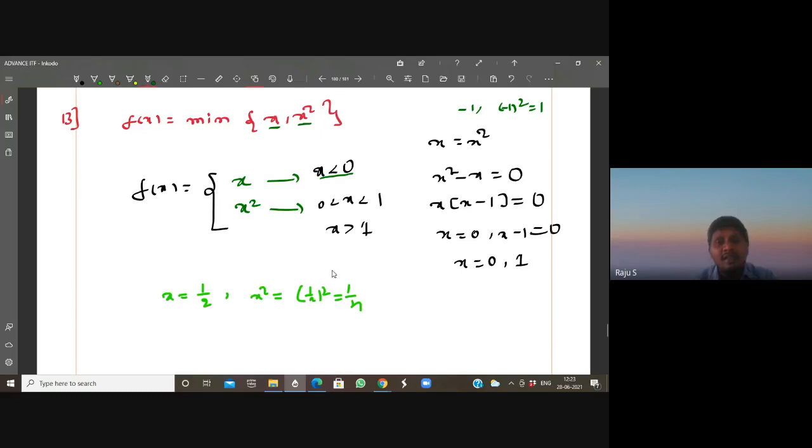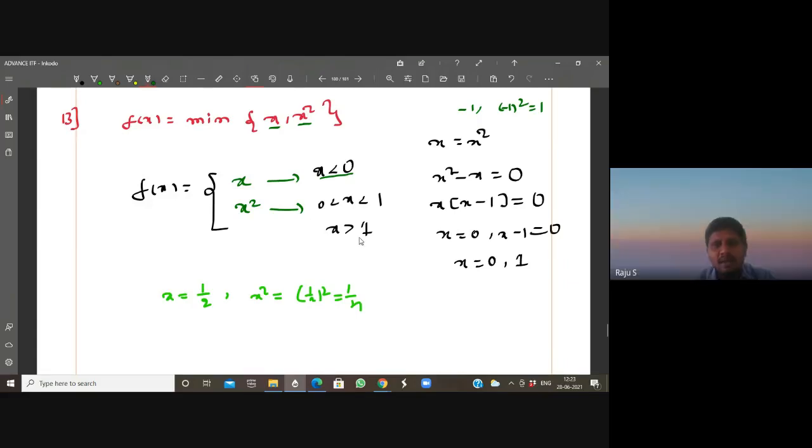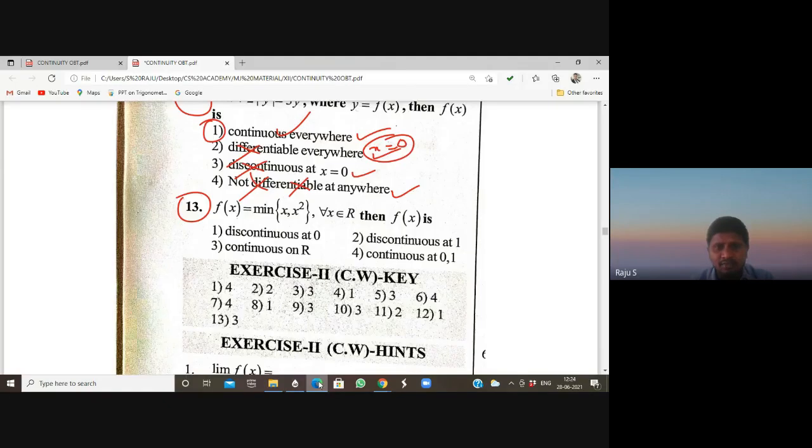Now, greater than 1 again. x or x square, which is minimum? Here we are discussing about minimum, not maximum. Again, x square. Am I right? Because if I take a value greater than 1, like 2, then 2 square is greater than 2. These are the three conditions we are having.